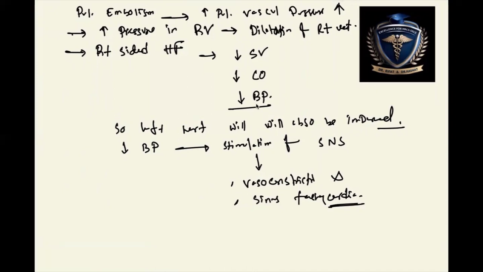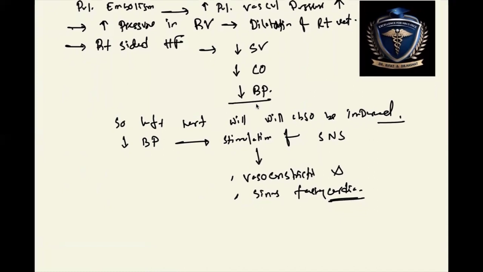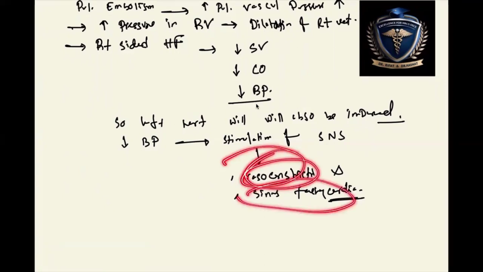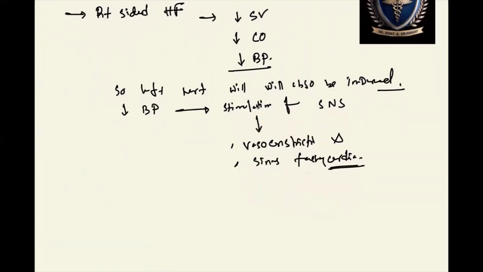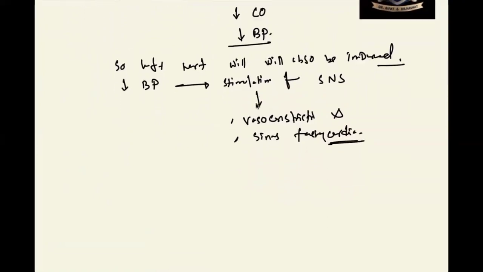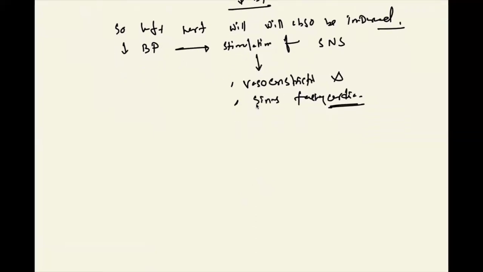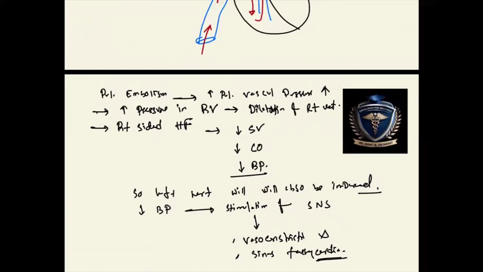As the patient is having low blood pressure, sympathetic activity occurs here, and sympathetic activity ultimately causes vasoconstriction and sinus tachycardia. So in both of the scenarios, we have found the patient is having sinus tachycardia. So this is the pathophysiology of the pulmonary embolism.